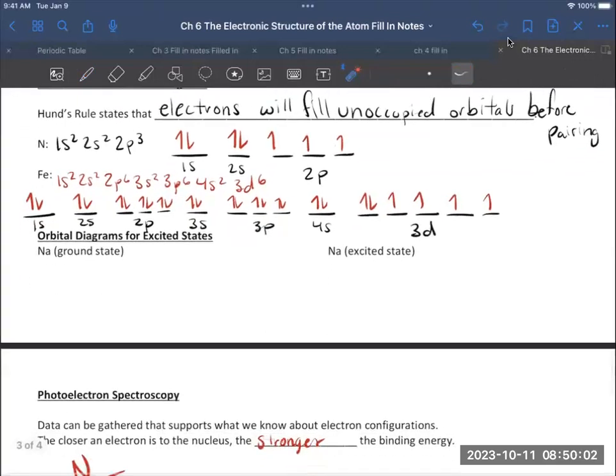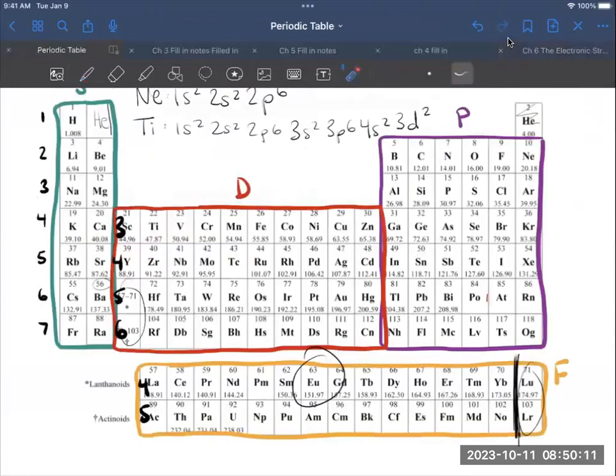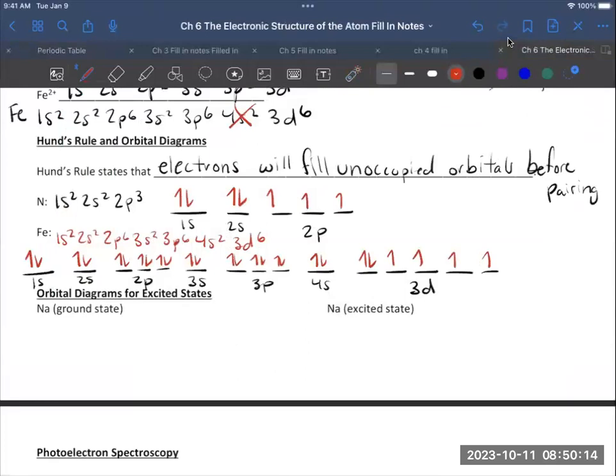Okay. Last topic for this, and I'll stop this video and make a different one. Orbital diagrams for excited states. So for sodium, take a look. Sodium is in the 3s1. So it would be 1s, 2s, 2p, 3s. Okay, 2p6 and then 3s1, right? This is what sodium would look like for its ground state orbital diagram.